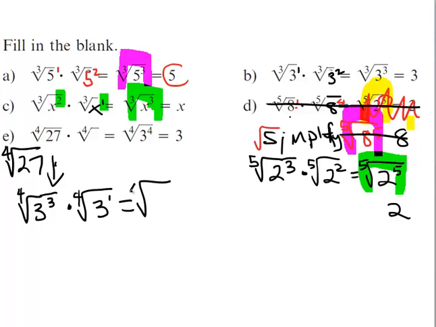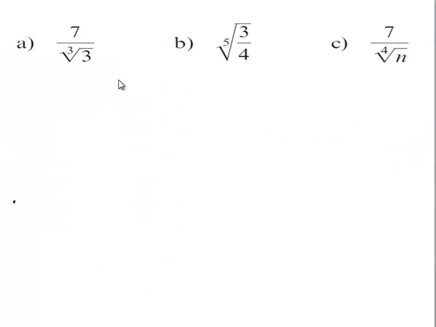So I'm going to have the 4th root of 3 to the 4th. Draw the rainbow, and you end up with 3. Okay, let's try some more.